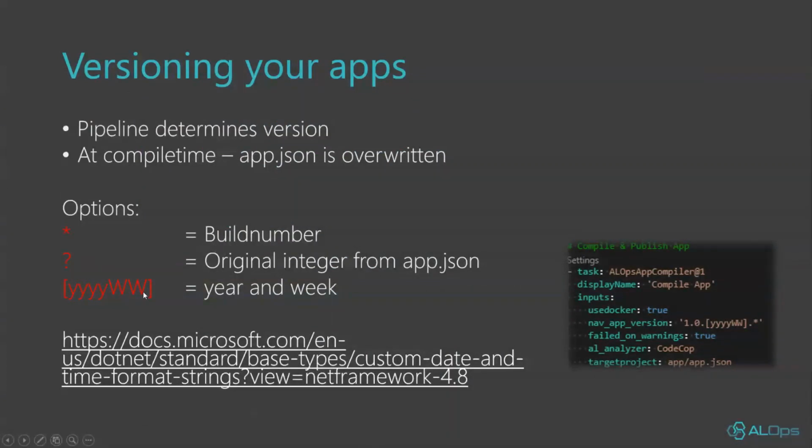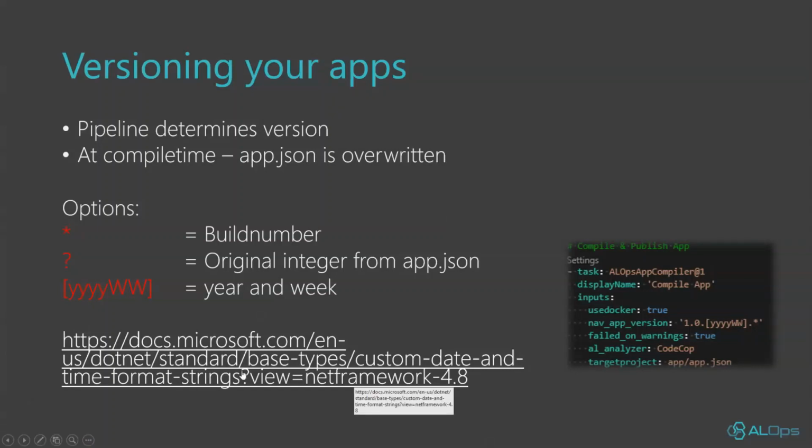So what we did with ALOps is that we made an extra parameter in the compile step, nav-app version, that you can set to a specific version number, and you have a few options that you can use. Any kind of .NET reference, I just give the example year and week because I like that personally, but you could use date, day, or whatever.